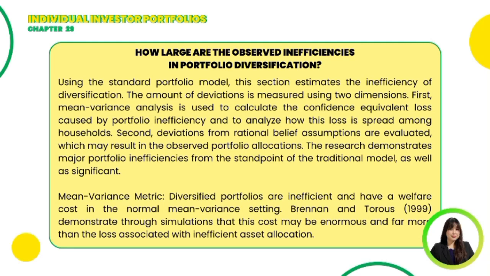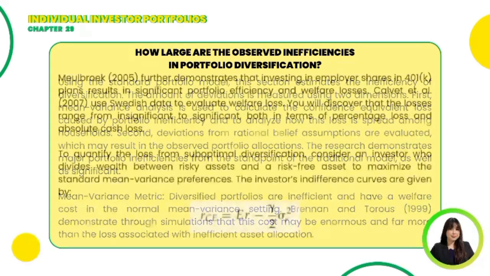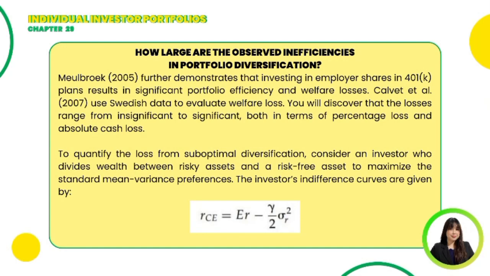Brennan and Torres 1999 demonstrate through simulations that this cost may be enormous and far more than the loss associated with inefficient asset allocation. Mulebrook 2005 further demonstrates that investing in employer shares in 401(k) plans results in significant portfolio efficiency and welfare losses. Calvet 2007 used Swedish data to evaluate welfare loss. You will discover that the losses range from insignificant to significant, both in terms of percentage loss and absolute cash loss.